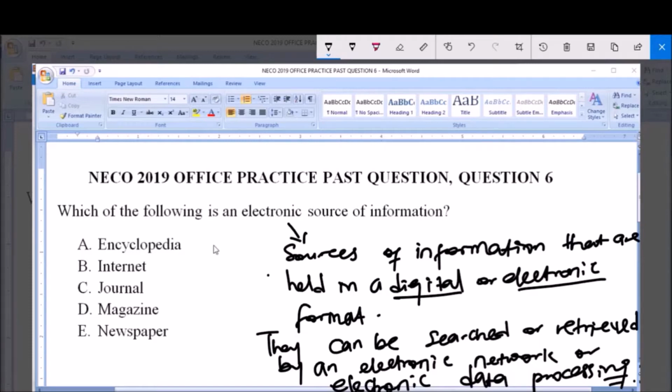Now A says encyclopedia. Like we know, an encyclopedia is a book. It's in a physical form, and so it's not an electronic source of information. B says internet. Yes, the internet is an electronic source of information because it is in a digital format. For you to access any information from the internet, you have to use an electronic network. So it is an electronic source of information. Journal is not, it's physical. Magazines are also physical, and newspapers too are physical. So the answer to this question is option B, internet.